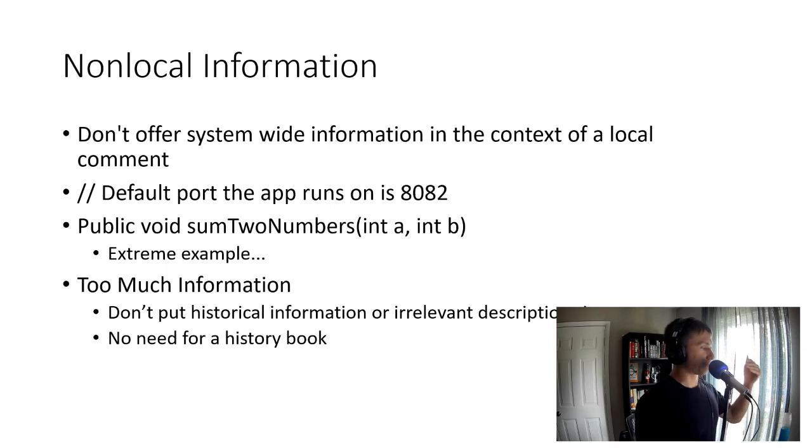And then again, just as far as redundancy, don't give too much information in your comments. Don't put a historical history book in your comments of everything that was changed in this file. Again, to go along with attributions and journal comments. You don't need a history book in your file. You have version controls for that, according to Uncle Bob. Continuing forward.